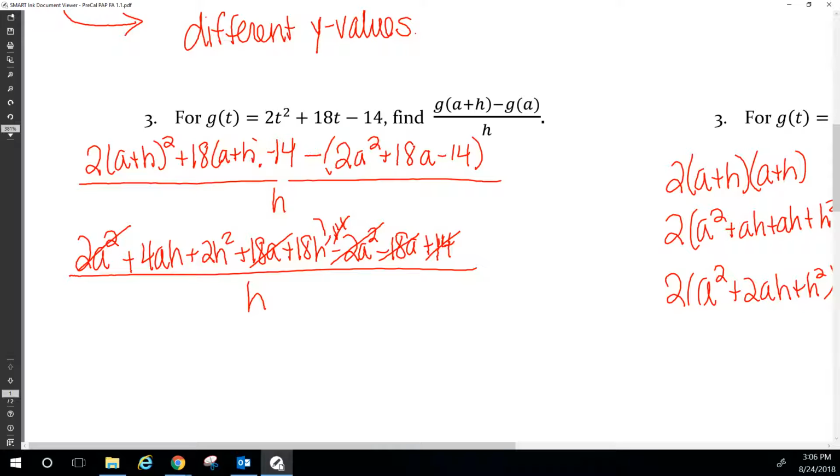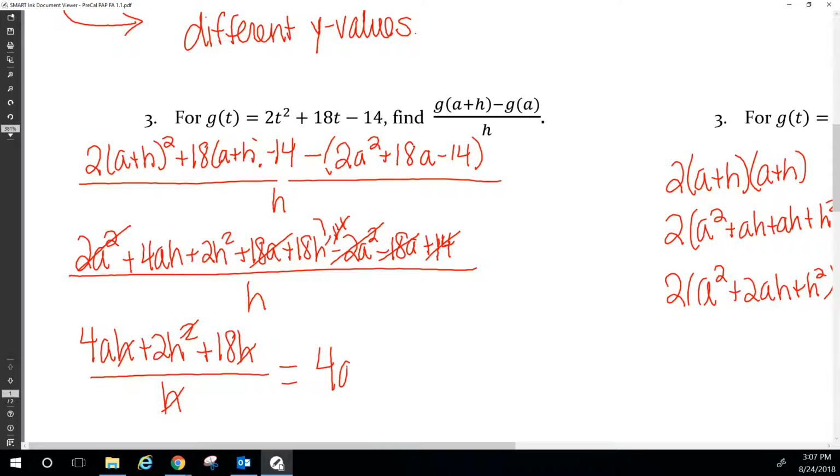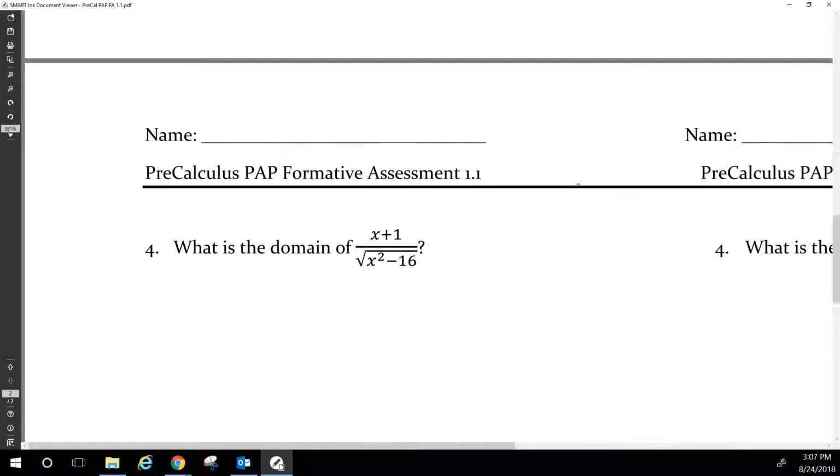So then what I have after I get all of that out of there is 4ah plus 2h squared plus 18h, all divided by h. So 1h will cancel out of all of these, and I end up with 4a plus 2h plus 18. And that would be your answer. So like I said, I had one get really, really close to that, but just made a small little algebra error. All right, moving on to number 4.